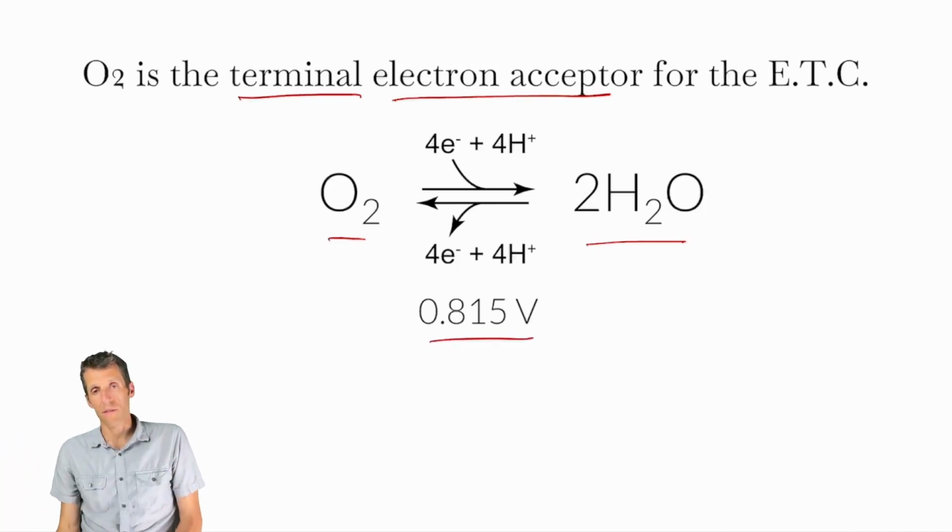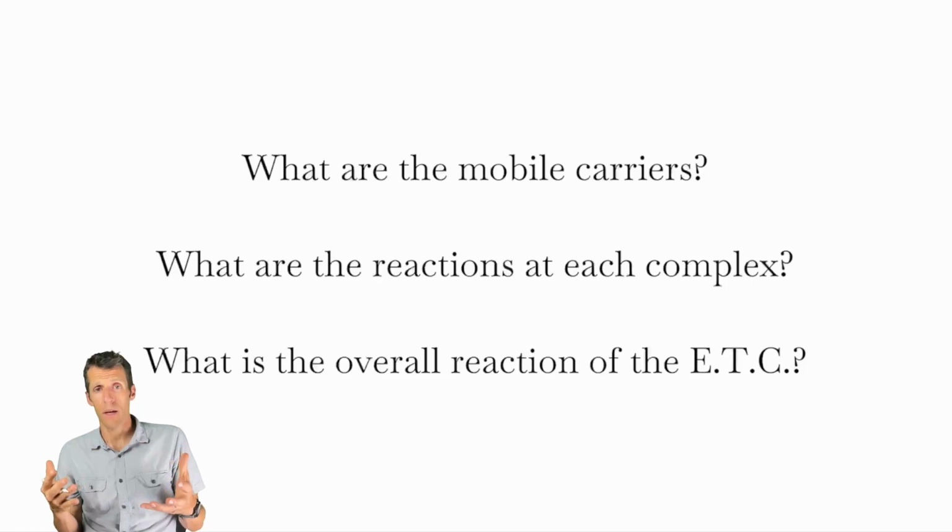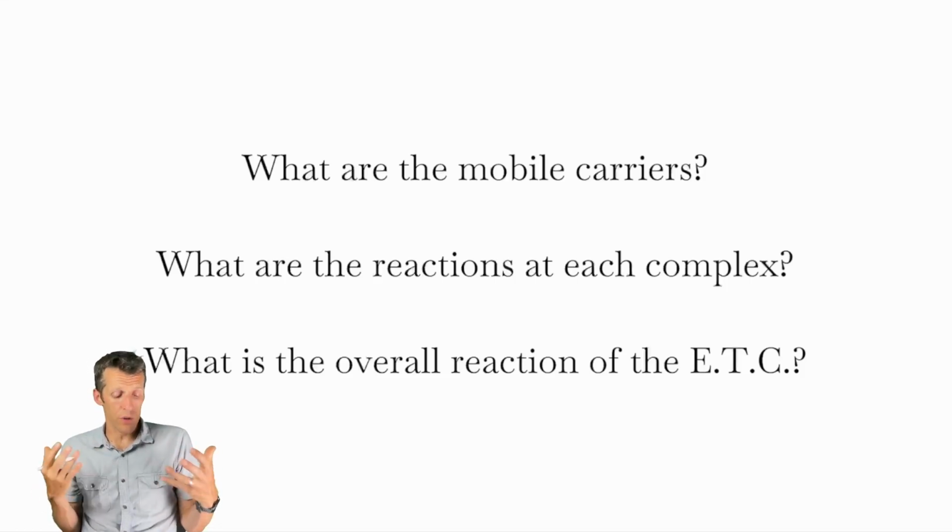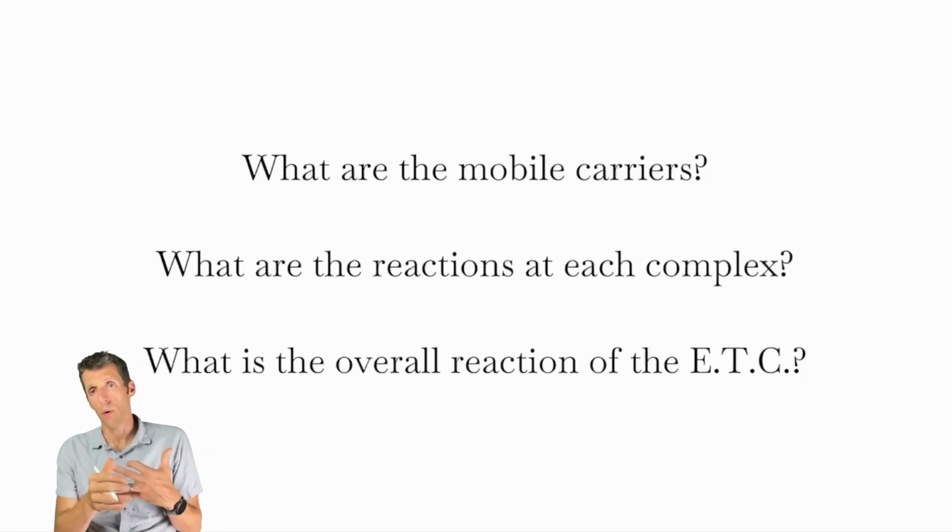And just to continue to hammer this point home, this has an even higher standard state reduction potential. This is a higher electron affinity. So this is sucking electrons down the electron transport chain, ultimately sticking them here into water. Okay, so what are the mobile carriers? We just went over them. They're NADH, QH2, and this iron 3 cytochrome C, or iron 2 cytochrome C, sorry.